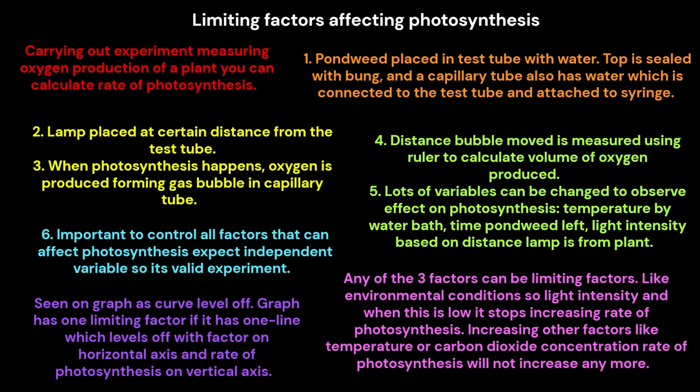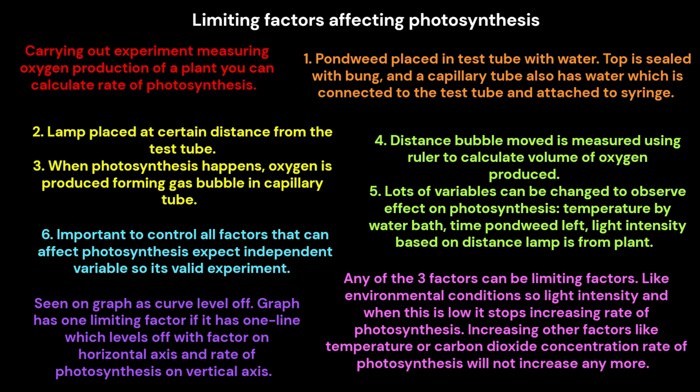Limiting factors affecting photosynthesis. By carrying out an experiment measuring oxygen production of a plant, you can calculate the rate of photosynthesis. 1. Pondweed is placed in a test tube with water. The top is sealed with a bung, and a capillary tube, which also has water, is connected to the test tube and attached to a syringe. 2. A lamp is placed at a certain distance from the test tube.